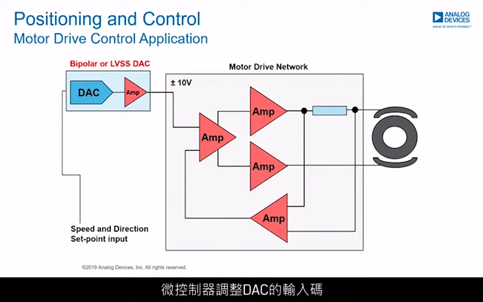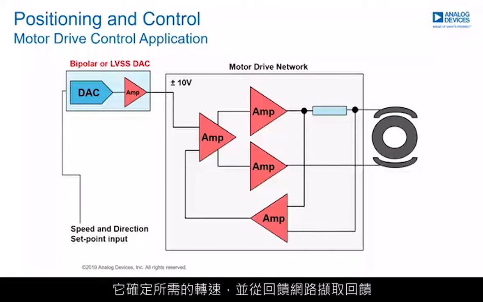The microcontroller will adjust the input code to the DAC, which then produces the required analog voltage as an input to the motor driver network. The DAC output voltage is then amplified through the driver network to provide the required drive current to the motor. Not shown on the slide is the microprocessor controller, which determines the speed required and will take the feedback from the feedback network.